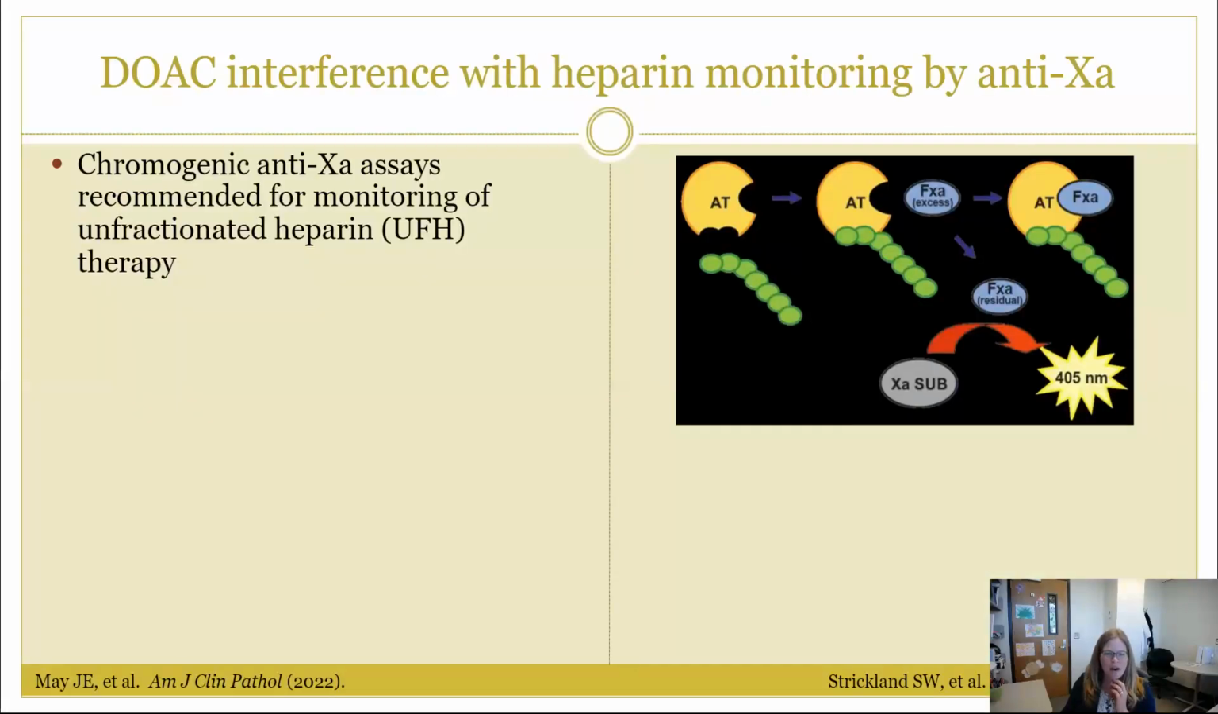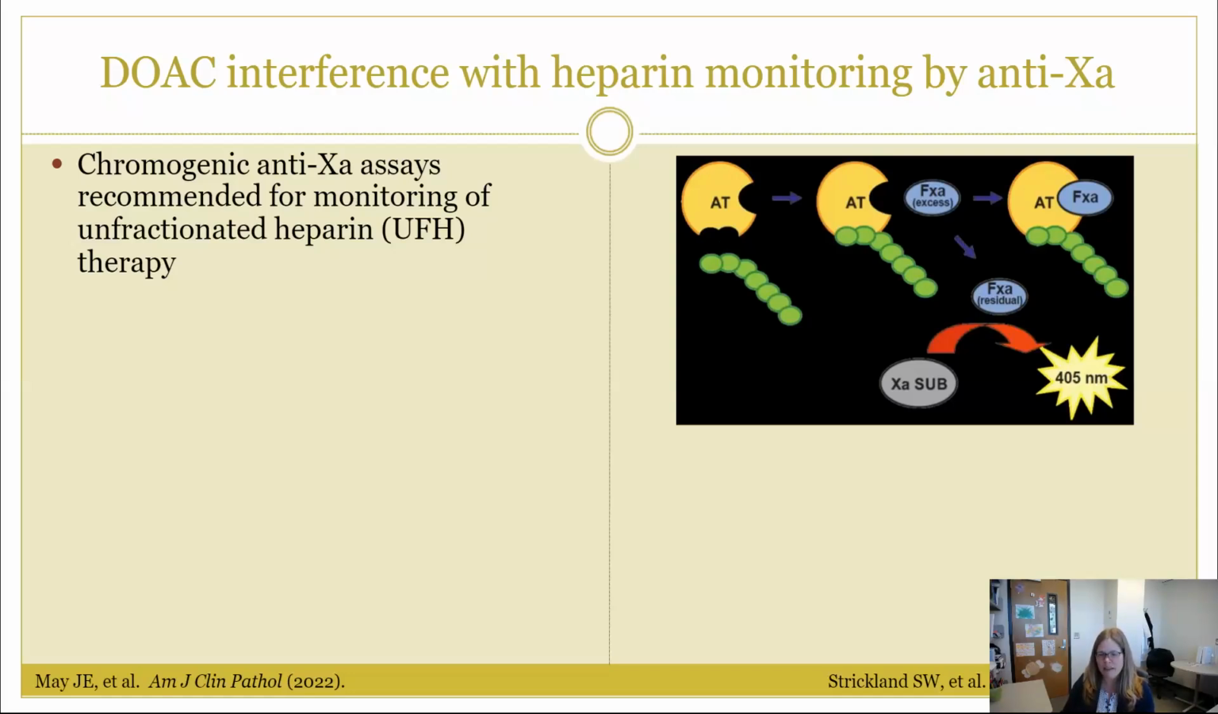Okay, so there are multiple options for monitoring unfractionated heparin therapy, but in recent years, chromogenic anti-10A assays are recommended in most instances over PTT-based monitoring. They've shown that using this monitoring strategy, patients get to the therapeutic range sooner, they stay there longer, and they have better outcomes. They need to be monitored less because it is more stable. And here is an example of how this chromogenic anti-10A assay works.